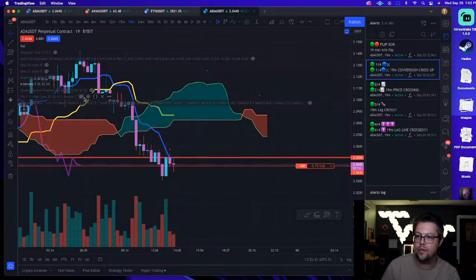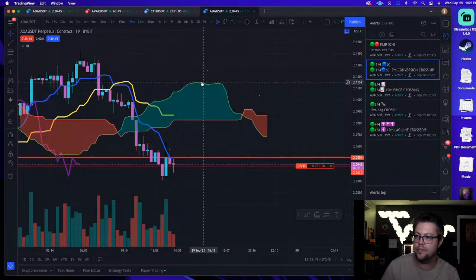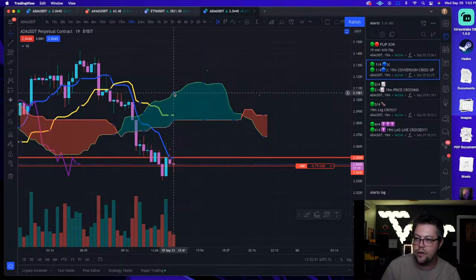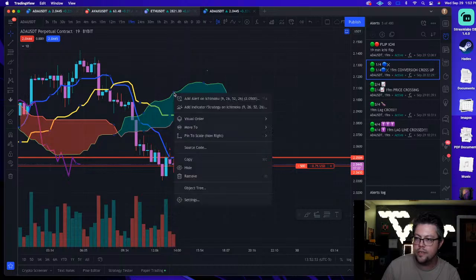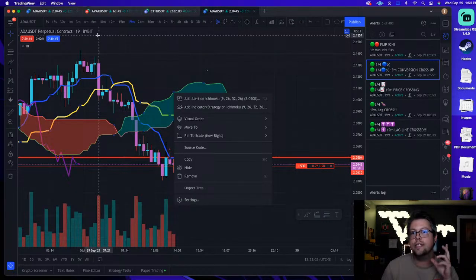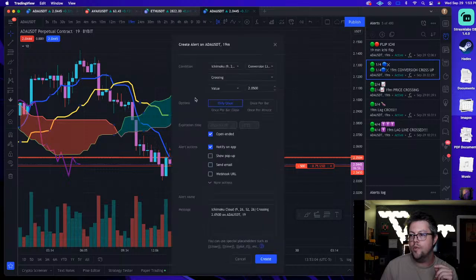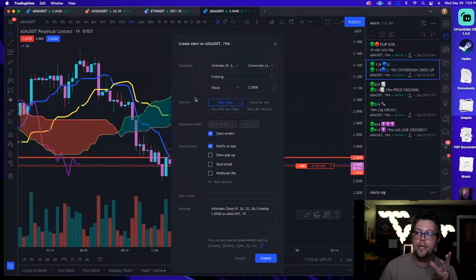And I like to do it just from the cloud itself. So click right on the cloud. I see the blue dots. They may be hard to see just because of all the dark. But we're going to add an alert, right? And we're on the 19 minute, by the way. That's important. We're on the 19 minute right now, so that's the alert that it's setting. If you want it on the 1 minute, click over the 1 minute chart, create your alert.